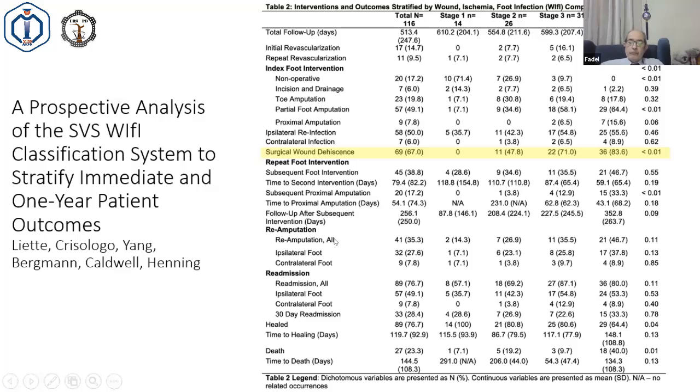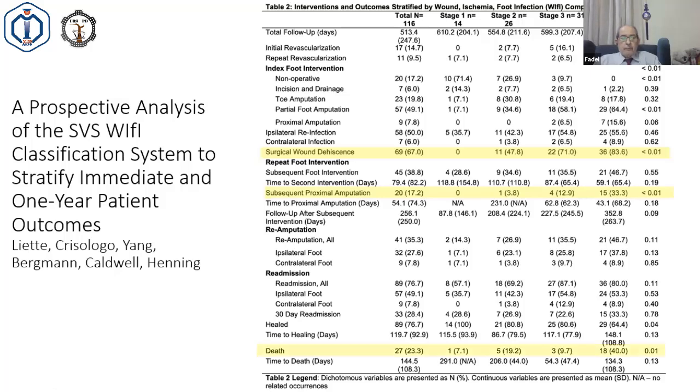Wound dehiscence occurred in WIfI 3 in 71% and WIfI 4 in 84% of the patients. Subsequent proximal amputation, those who went on to a below or above knee amputation, once again, WIfI 1, none of these patients did. WIfI 2, 1, WIfI 3, 4 of the patients, and WIfI 4, 15, or a third of the patients, ended up with an amputation.